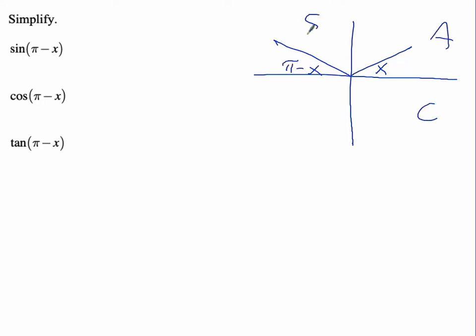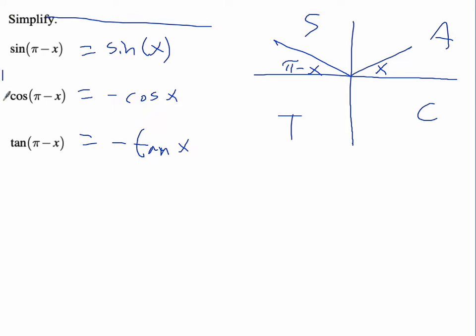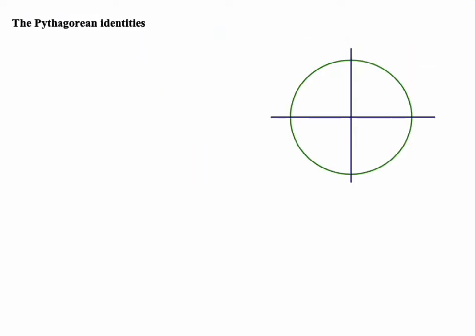So let's write out this again. For sine, it's going to be exactly the same as sine x. For cosine, it's going to be negative cosine x. And for tangent, it's going to be negative tan x. Okay, so these are identities for those. These identities are not in the IB formula booklet.